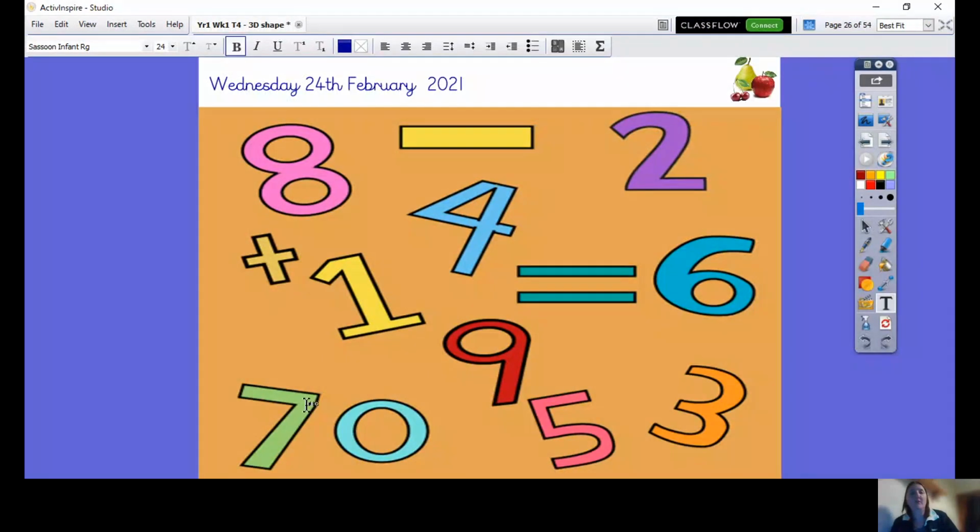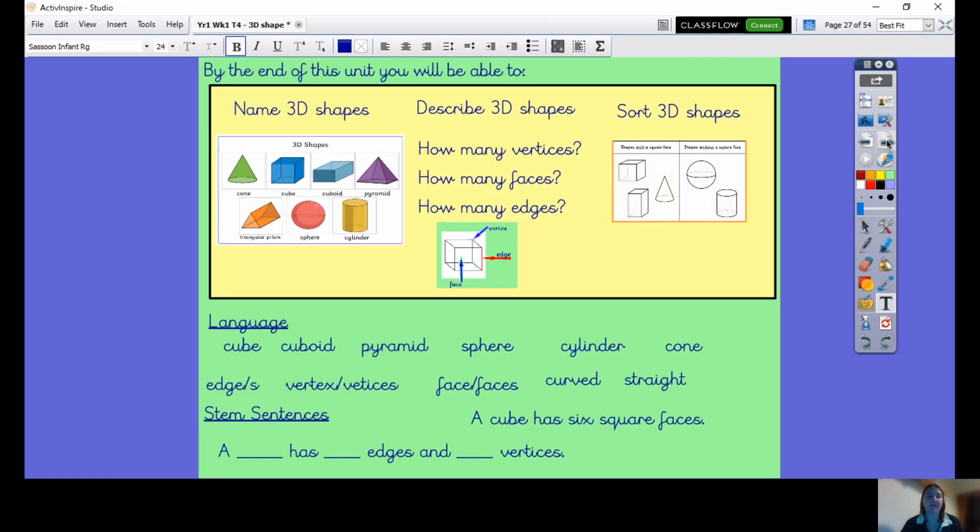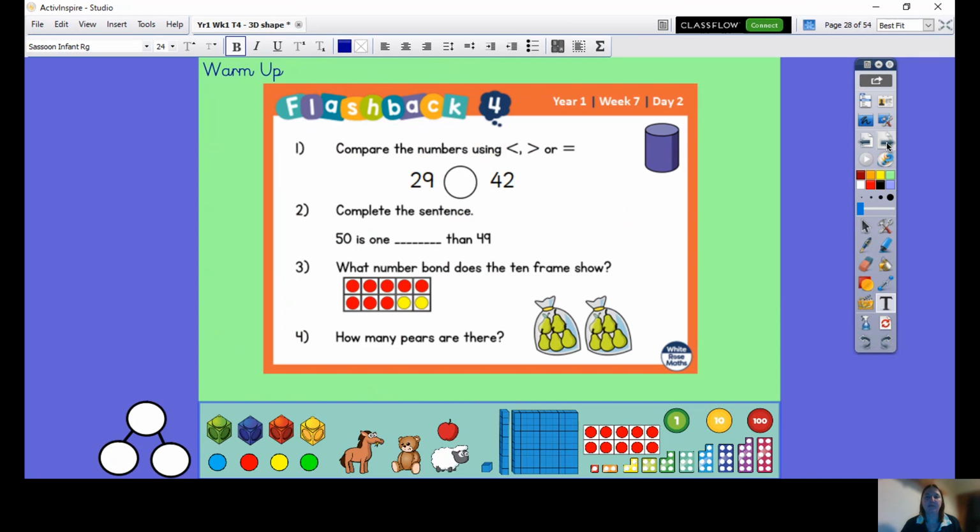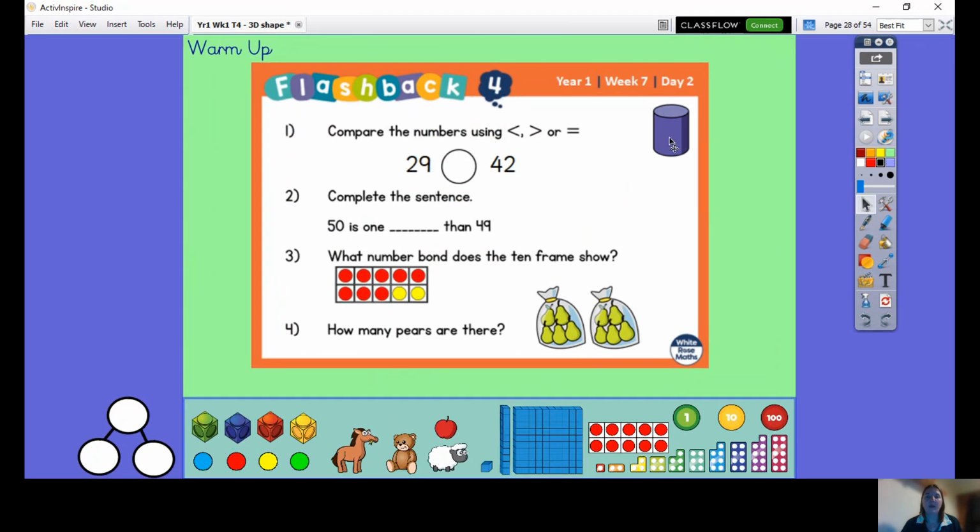Okay, and good morning and welcome to Wednesday the 24th of February's maths for today. So again, if you remember this week, we are looking at 3D shape. So we've already talked about the names of them, we've begun to describe them, and then today we're going to think about sorting. Okay, but as always, we're going to do a quick little warm-up. And again, as a bonus, what's the name of this shape up here?